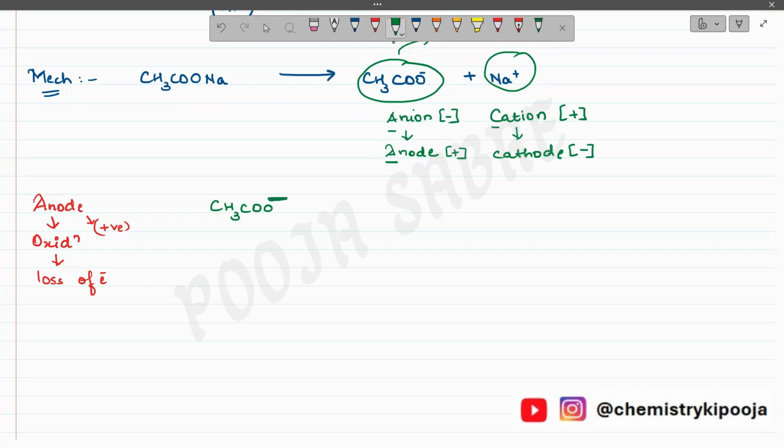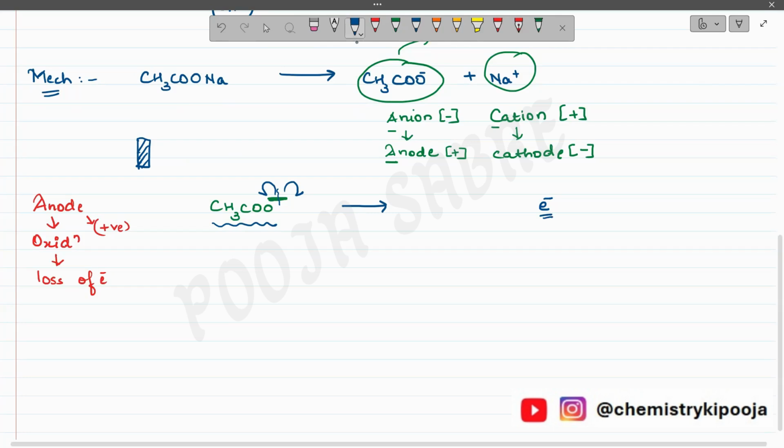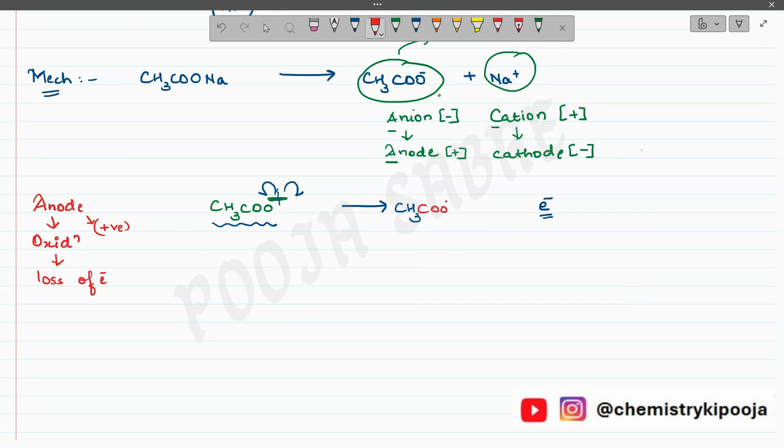And then at the anode, what is going to happen, students? There will be homolytic fission. I mean to say, from this bond, one electron will go towards CH3COO minus and one electron will be removed. There will be loss of one electron. So this acetate ion will give out the electron. So basically what is going to happen? This CH3COO will take up one electron.